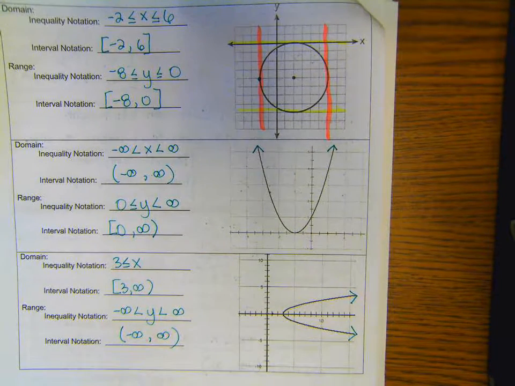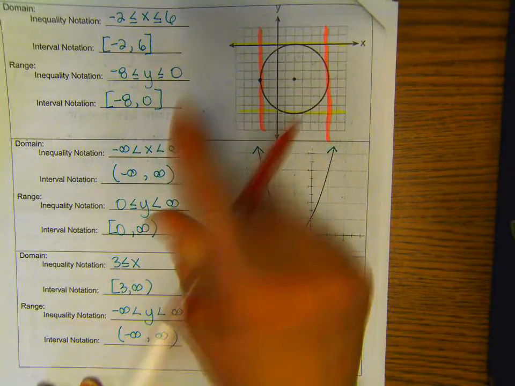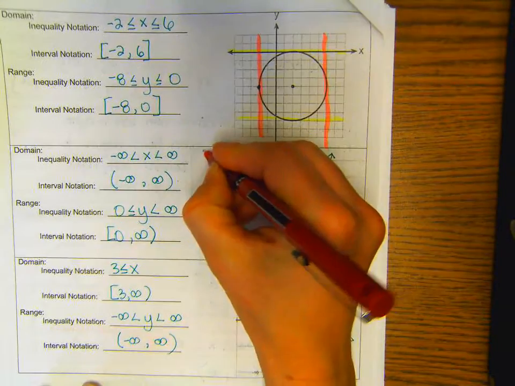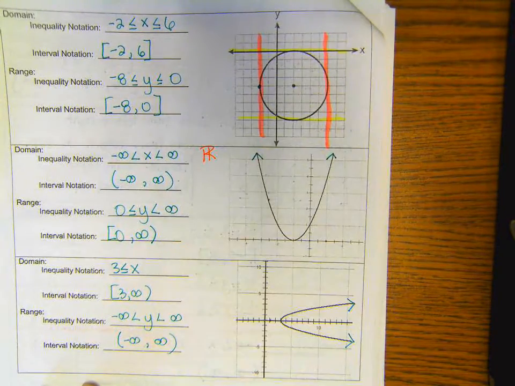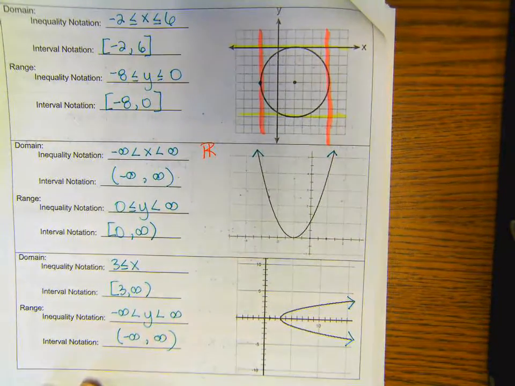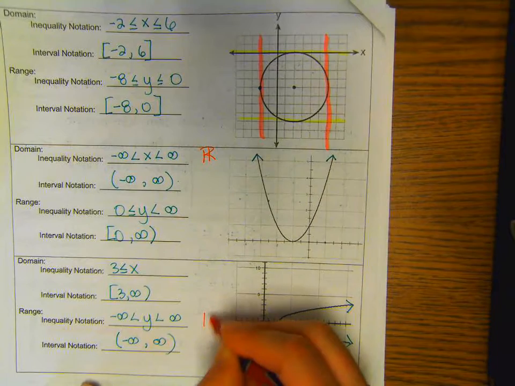You always also have the option of writing all real numbers. If I go back up here, you could also write it like that, so you understand that it's everything, or all real numbers, or this one too, all real numbers.